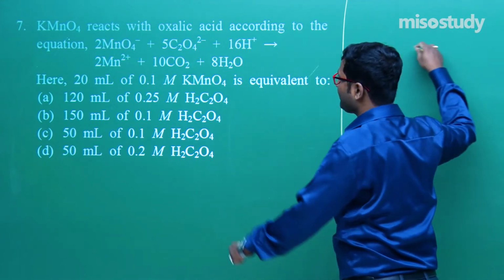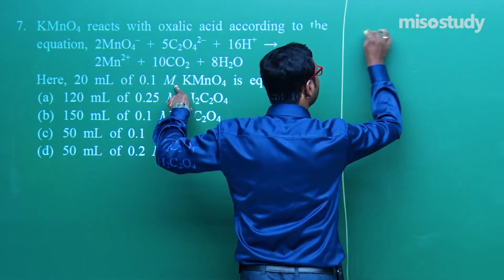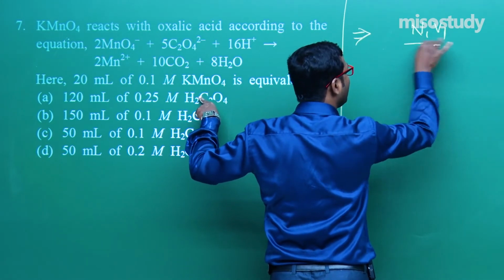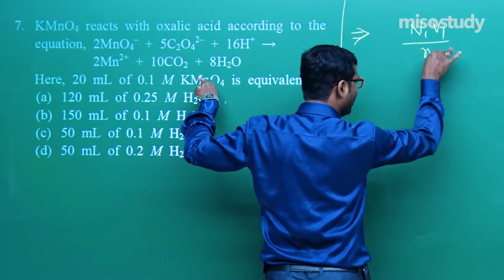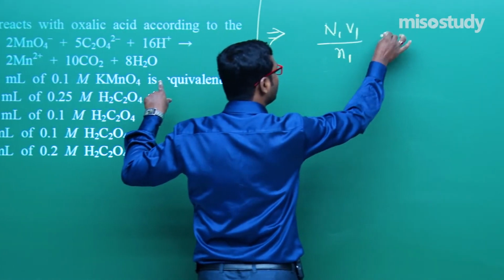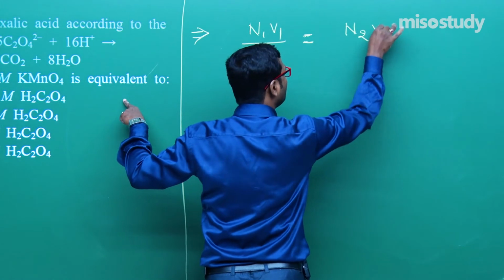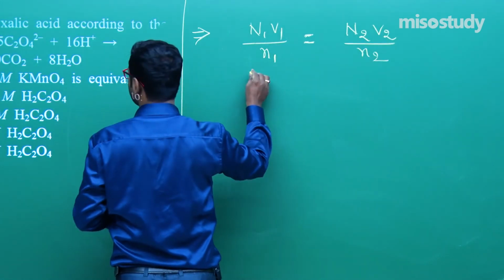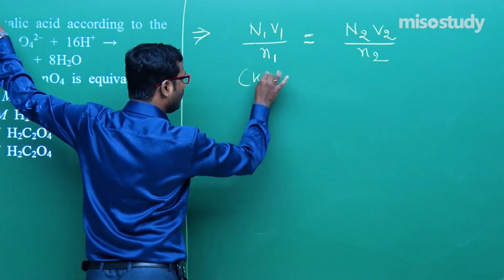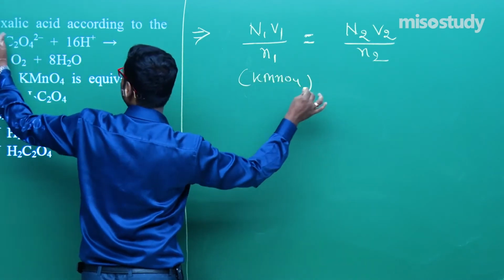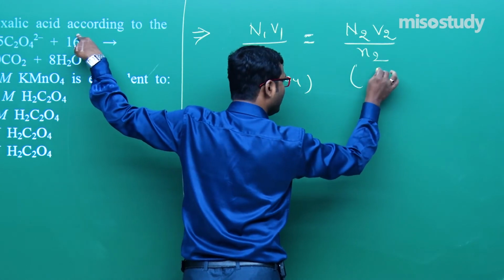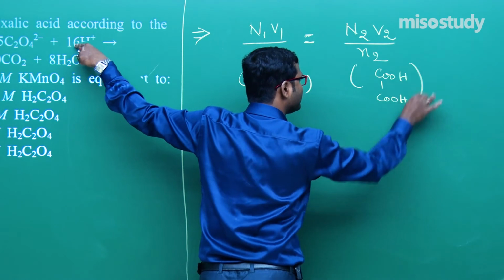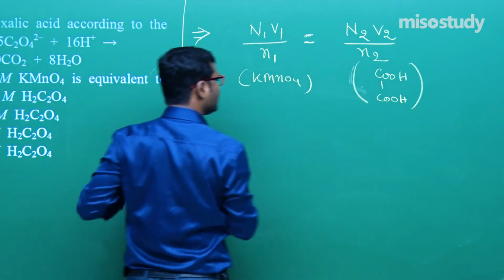Complete neutralization takes place. So we know the formula: number of equivalents, N1 V1 upon the number of moles. This is the normality equation, N1 V1 upon n1 is equal to N2 V2 upon n2. This equation is for KMnO4, and this equation is for oxalic acid. What is the formula of oxalic acid? COOH, COOH. This is oxalic acid.